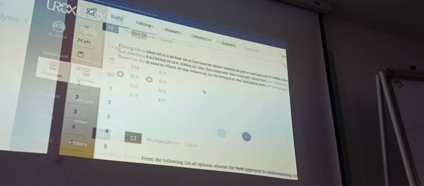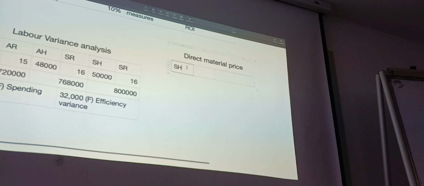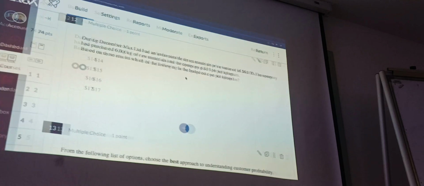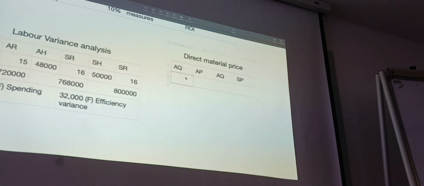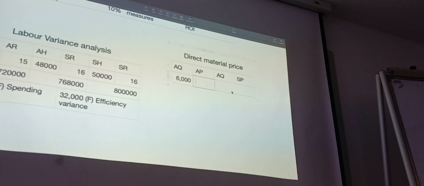What's the variance? Price variance, right? 6,000 kg. 6,000 kg, question mark.